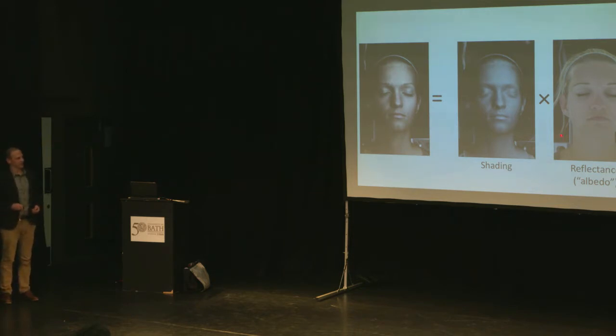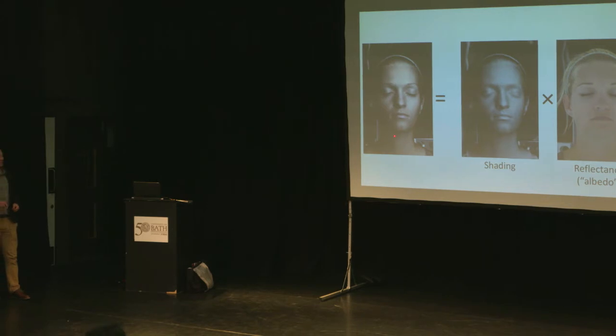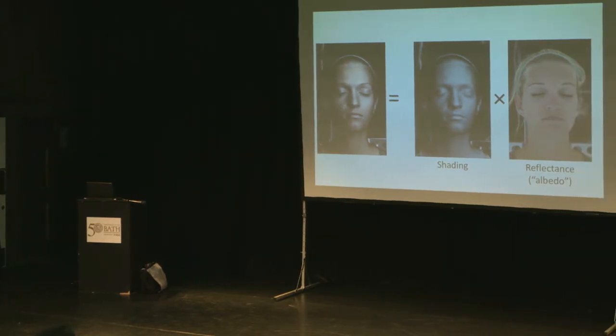And then the intrinsic reflectivity of the surface. Informally, we might call this the color of the surface or the texture. Being more precise, we should be calling it the albedo. So these two things multiplied together give me this image. And this first level of decomposing appearance is called intrinsic image decomposition.